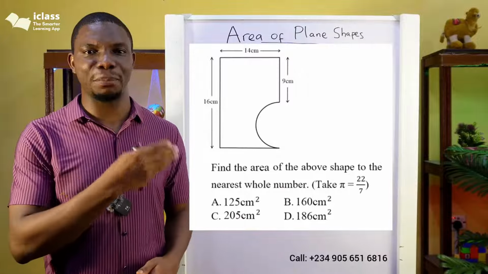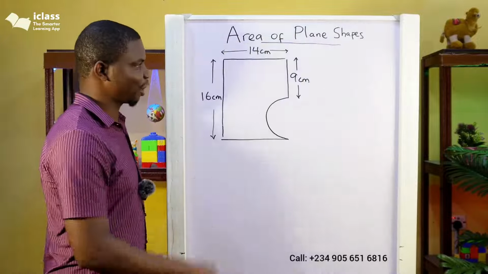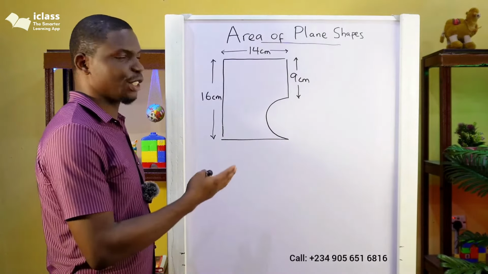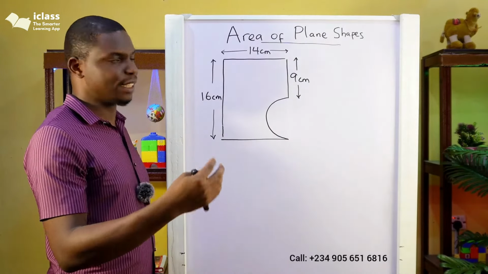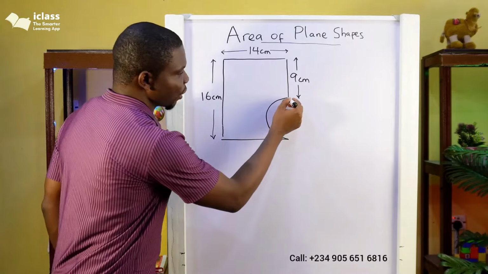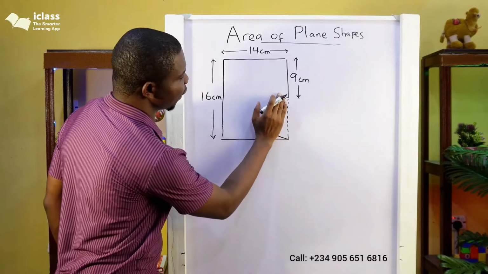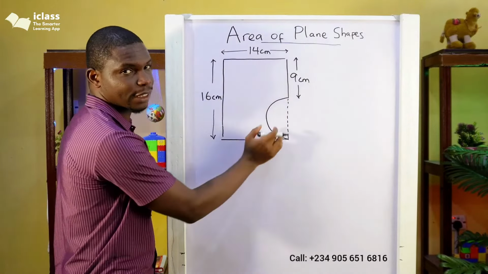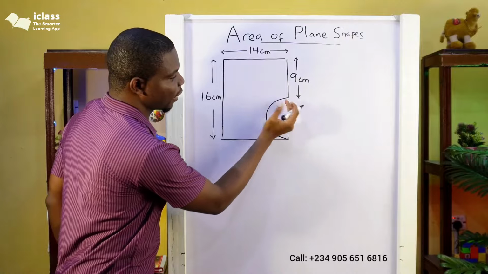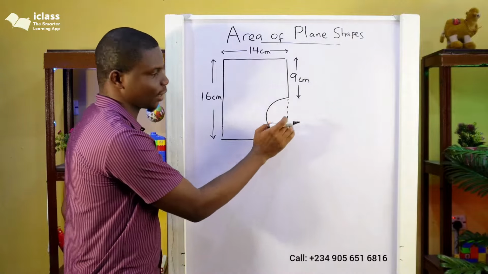Find the area of the above shape to the nearest whole number. What kind of shape is this? This is not part of those common plane shapes that we listed initially, right? This, if I draw this down, you can see that if I cover this area, this is actually a rectangle. But then we chopped out a semicircle from this rectangle.